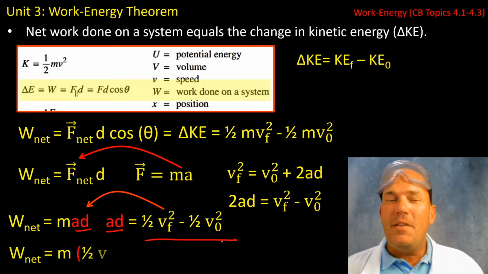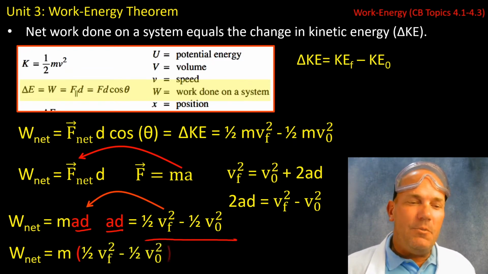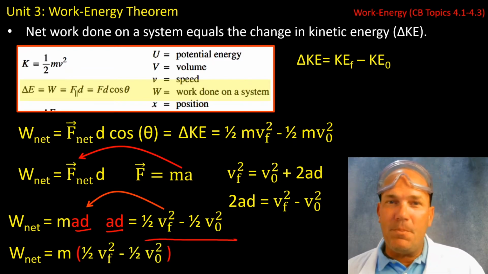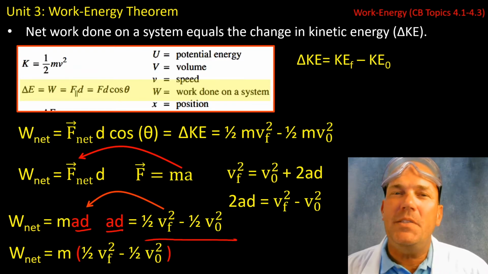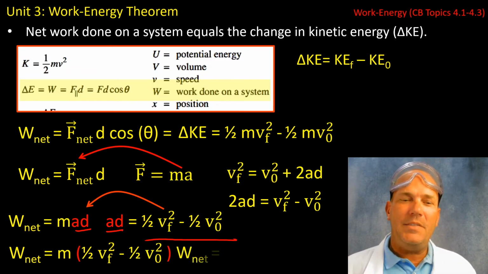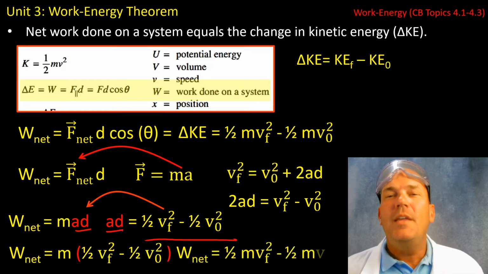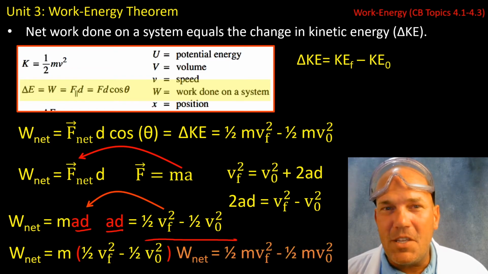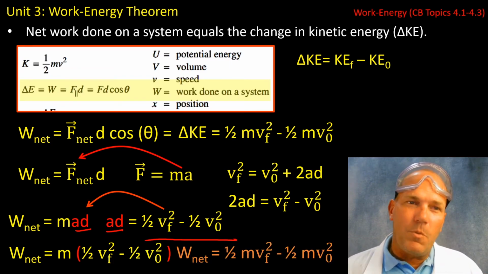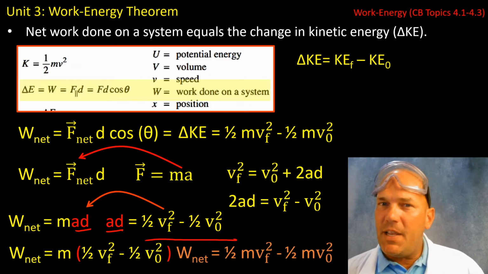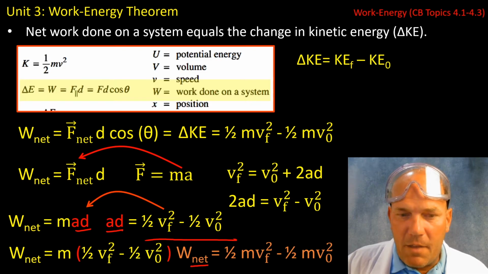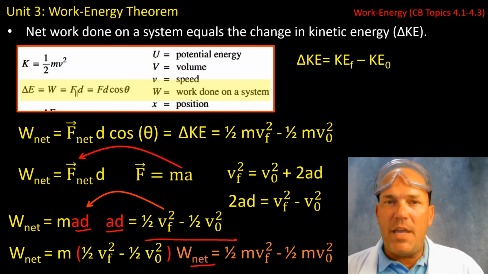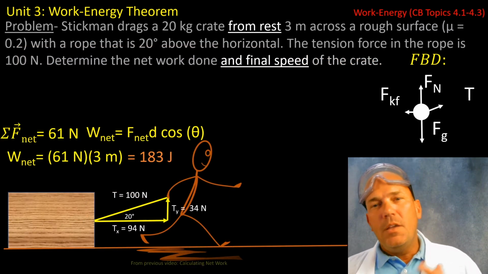Once we do that, we see that work net is equal to mass multiplied by the quantity 1/2 v final squared minus v naught squared. And now we simply distribute mass, and we end up with the change in kinetic energy. And this is what the work energy theorem is stating, that the net work, I cannot stress that enough, is equal to the change in kinetic energy.